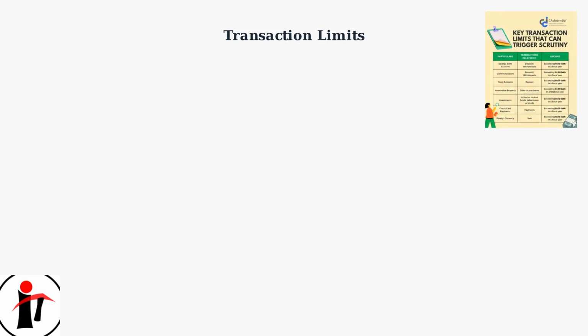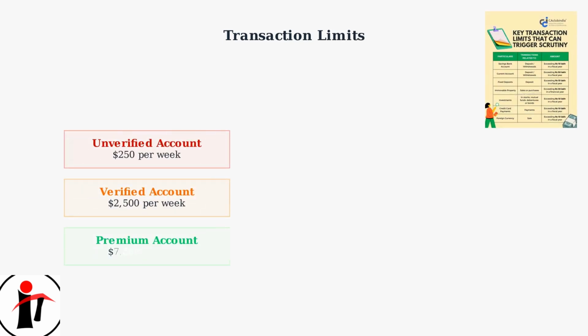Now let's examine transaction limits, which vary significantly based on your account verification level. Cash App has 3 account verification levels, each with different weekly limits. Unverified accounts are limited to $250 per week. Verified accounts can transact up to $2,500 weekly. Premium accounts have the highest limit at $7,500 per week.